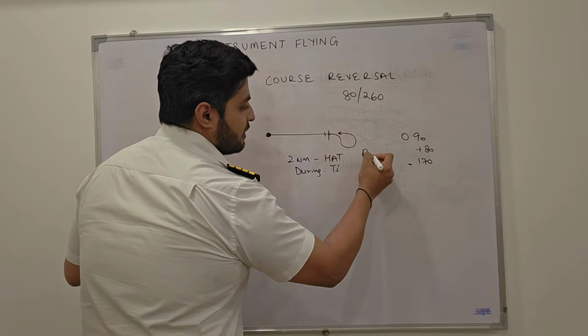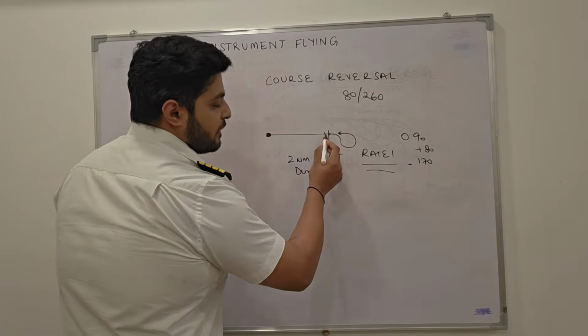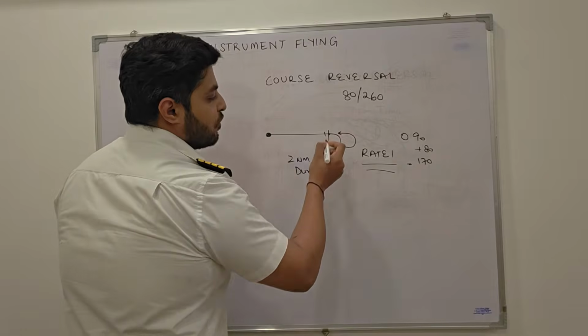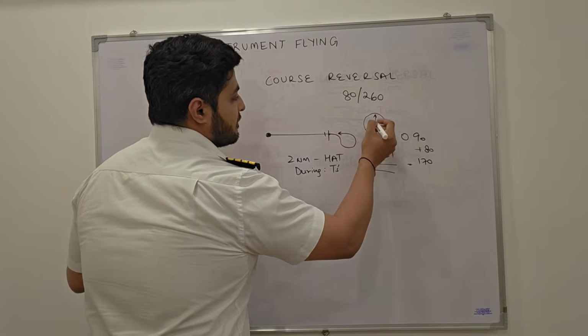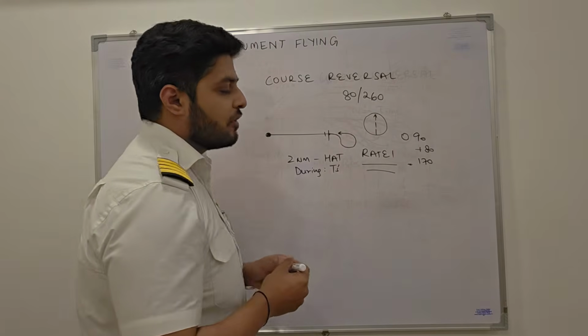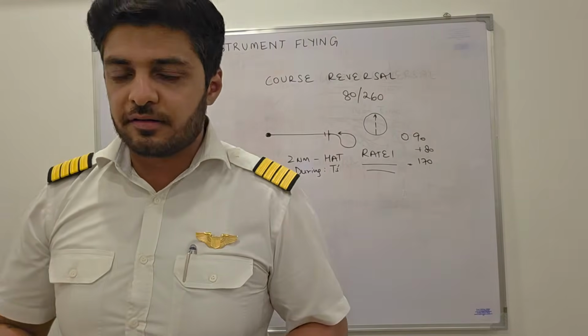Remember, this is always a rate 1 turn. So if I do it correctly and considering nil winds, I'll be back on my desired course with my OBS set and my CDI centered as I turn back for heading 270. So this is the first type known as the 80 to 260 turn.